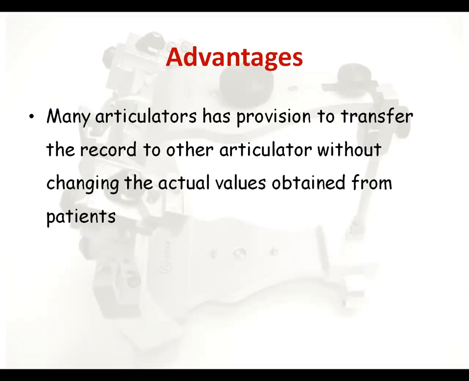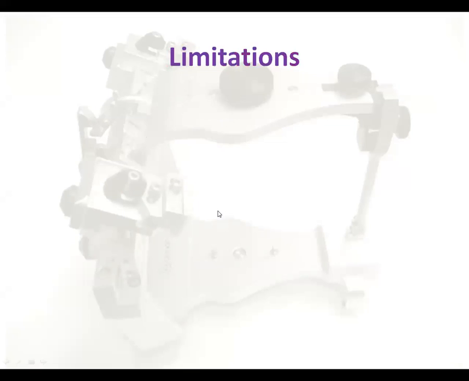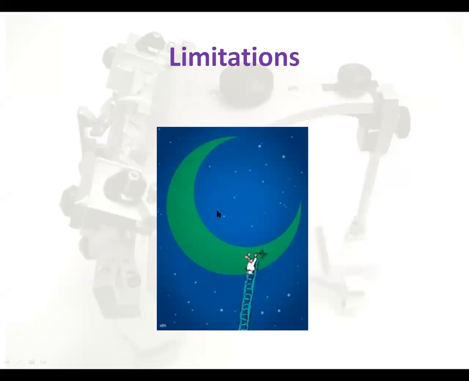Many articulators have a provision to transfer the records to another articulator also, without changing any actual values which can be obtained from the patients. This is one of the main advantages of the recent articulators. Various modern sophisticated articulators can almost reproduce any degree of jaw movements in 3 dimensions. The definition also says that it simulates some or all of the movements. Similarly, the articulator produces 3 dimensional rotational movement around the long axis and the horizontal axis.